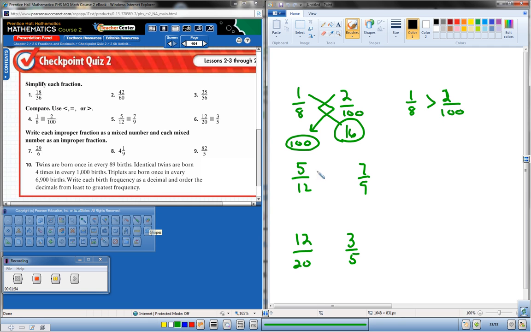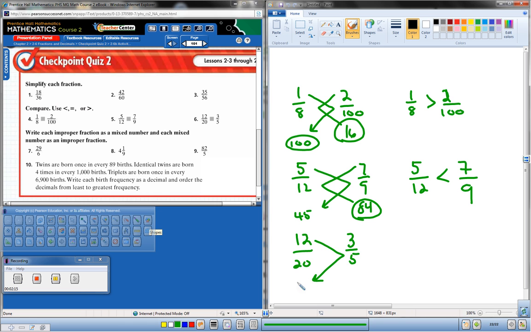Number 2, same way, or in this case, number 5, I'm sorry. 5 times 9, 45. 7 times 12, 84. There's the bigger number. So 5/12 is less than 7/9. Our third one, product of the means, or cross multiply: 12 times 5 is 60. 3 times 20 is 60. The two numbers are the same, which means that 12 over 20 is equal to 3/5.